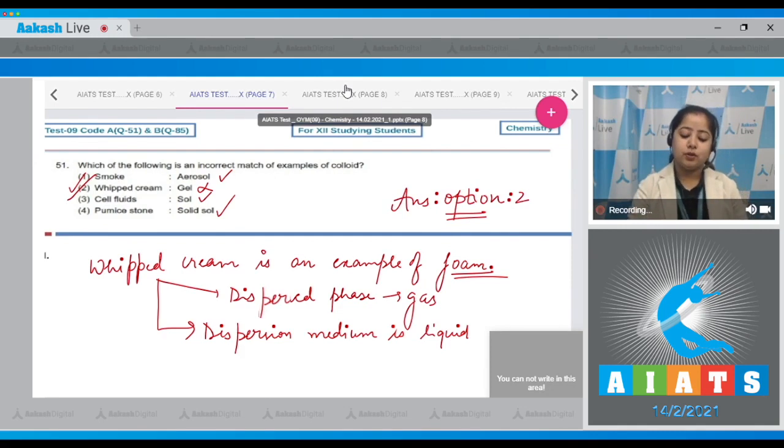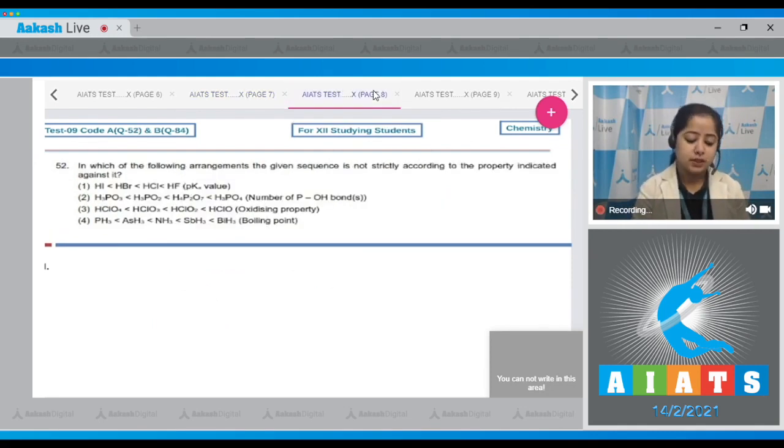Moving to next question, which is question number 52. Let's read it. In which of the following arrangements the given sequence is not strictly according to the property indicated against it? Let's start. pK value. The given sequence is HI, HBr, HCl, HF. Student, this is the correct sequence, as we know that the acidic strength is highest for HI and least for HF. As a result, the pK value is least for HI and is maximum for HF.